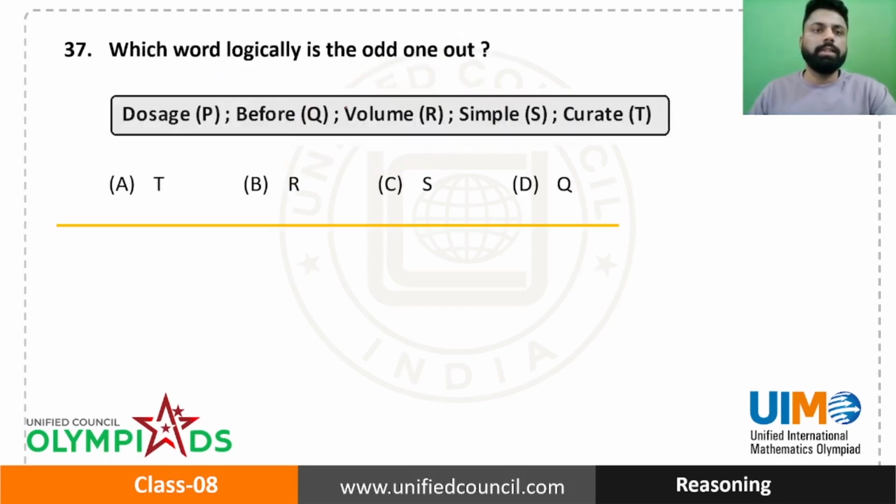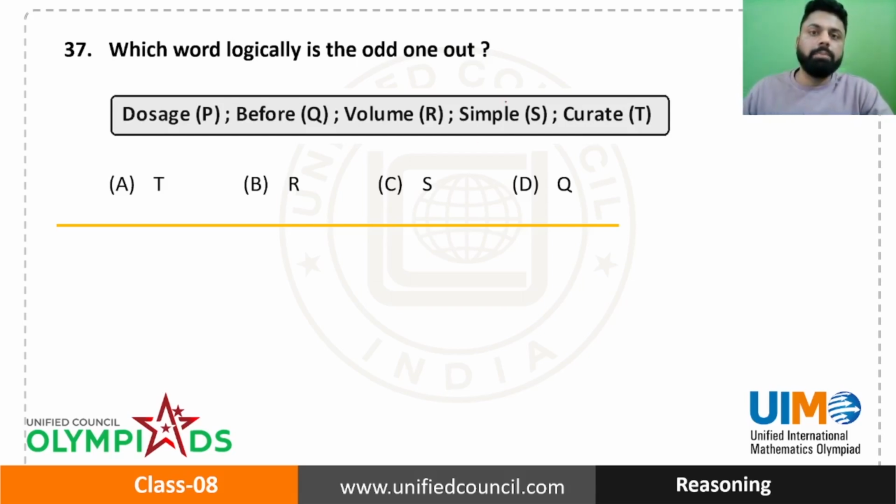Which word logically is the odd one out? Dosage, before, volume, simple, curate. So see, if we talk about this particular scenario, dosage is basically the amount of some medicine that we give to the patient. Before is also the next one. Volume is basically the capacity of something in which the amount of liquid or anything else we can place inside it. Simple is a term. Curate is also a term.